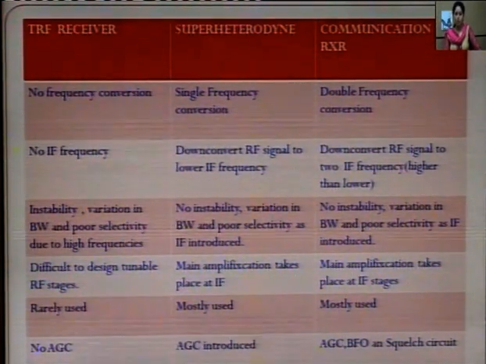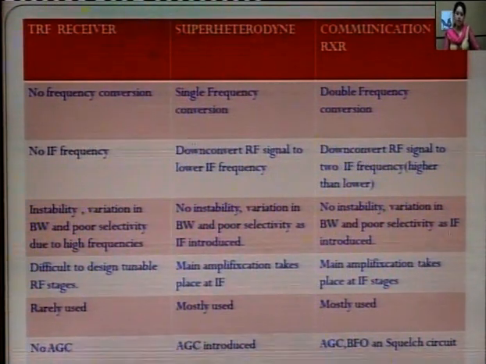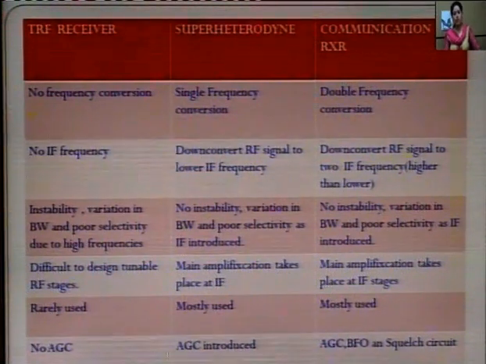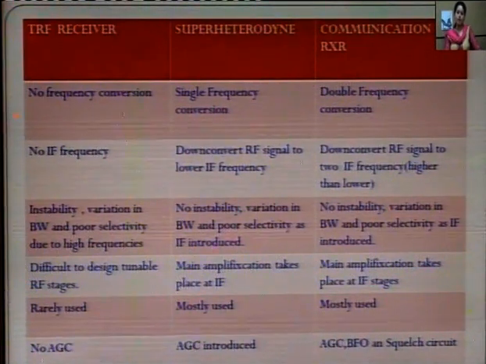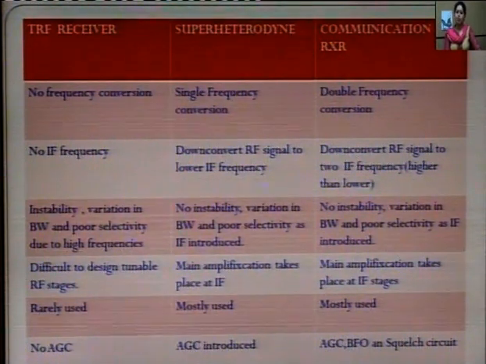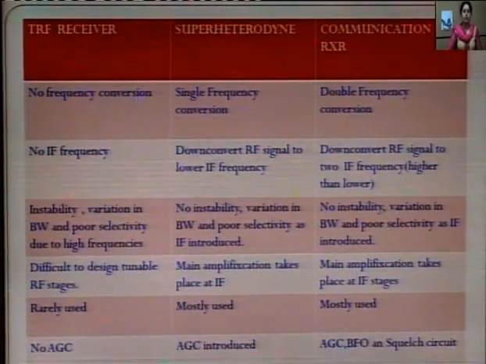In TRF, there was no IF. In superheterodyne, there was 1 IF. In communication receiver, there is 2 IF. Instability, variation in bandwidth, and poor selectivity were there in case of your TRF, and it was overcome in your superheterodyne, as you are providing the IF. In communication receiver, this has also been overcome because you are providing two intermediate frequencies, and the high and low IF provide better selectivity and image frequency rejection. In case of TRF, it is difficult to design tunable RF stages.